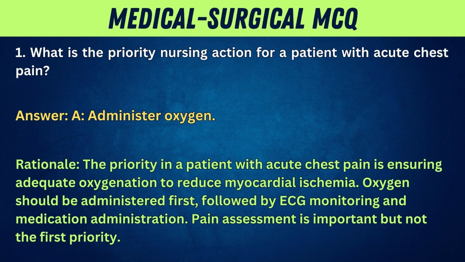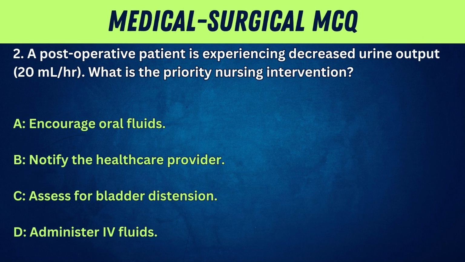Oxygen should be administered first, followed by ECG monitoring and medication administration. Pain assessment is important, but not the first priority. 2. A postoperative patient is experiencing decreased urine output, 20 milliliters per hour. What is the priority nursing intervention?